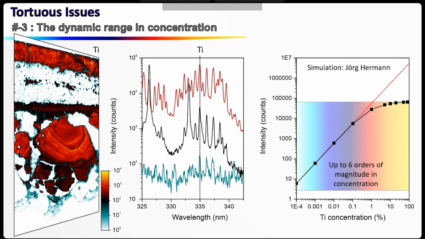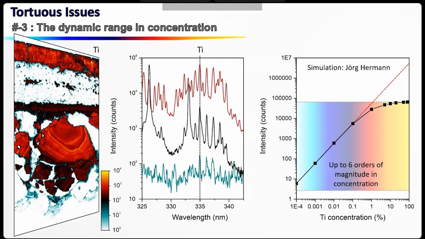This is called self-absorption. And this self-absorption means that the intensity is not linear to the concentration after a certain concentration of your elements. So this is typically what you have. After 1%, you have a saturation of your intensity signal.